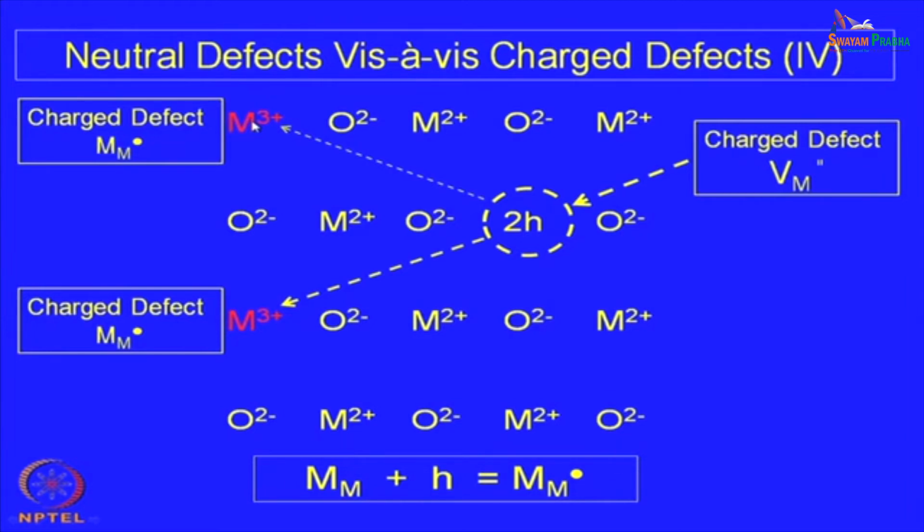Earlier an extra negative charge was added. So, the valency was decreasing; here the valency has increased, and by adding an extra hole, the reaction is written here plus h dot, which is again effectively a positive charge.